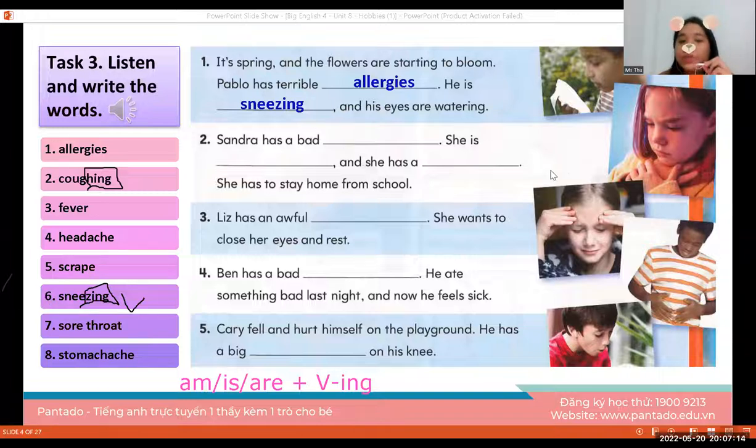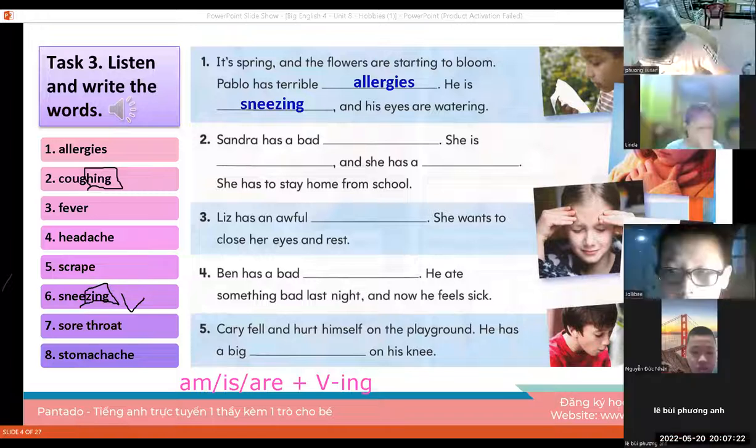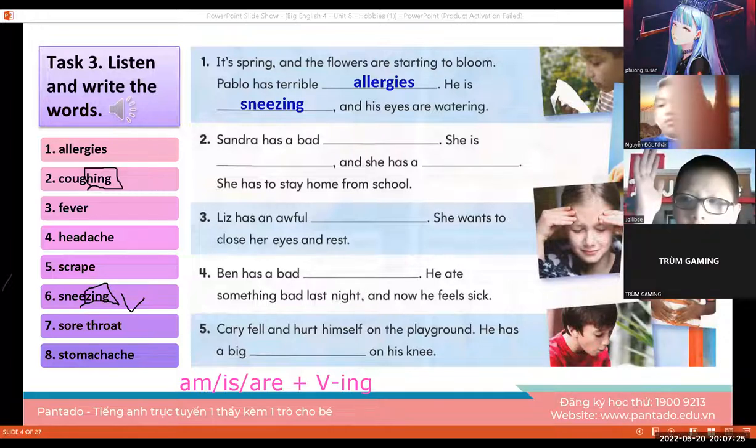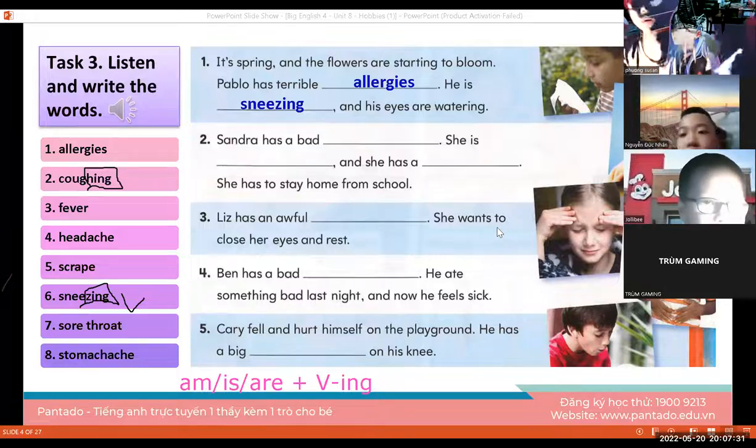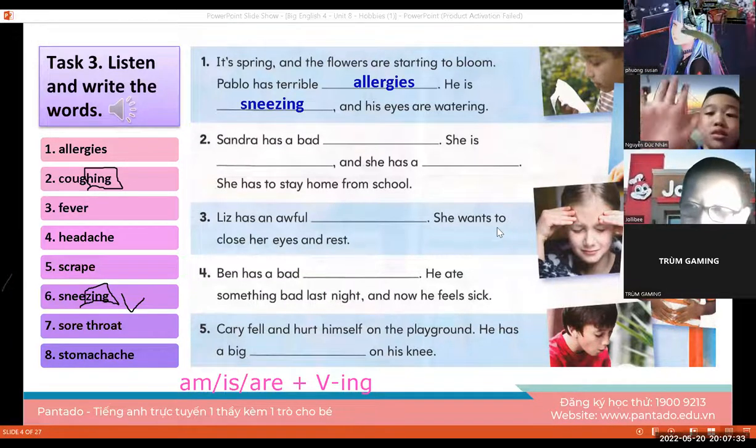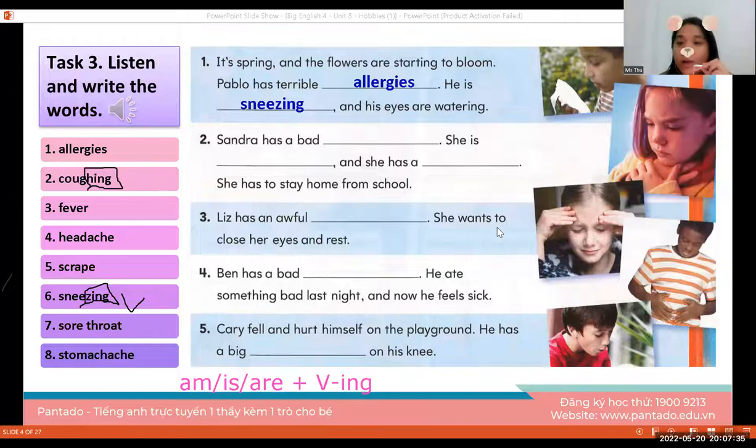Now, who can do this one? Who can do number two with three words here? Who knows the answer for number two? Các bạn nào biết đáp án cho câu số 2 không? Okay, yes. Can you help me? Number two? What's wrong with Sandra? Look at the picture, okay?